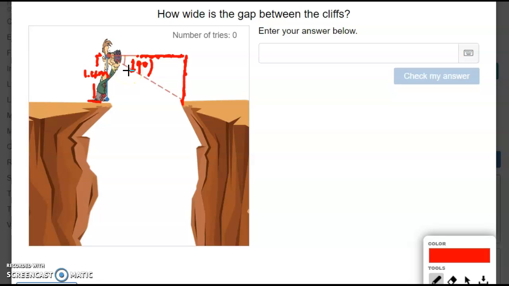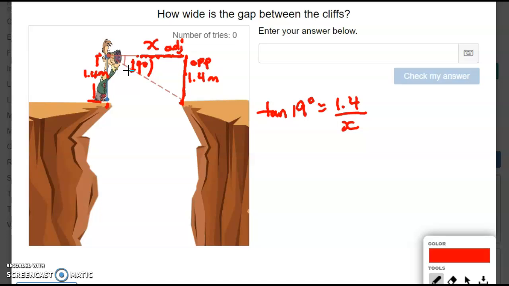Okay, so now we know the height. The ground to the eye level is 1.4 meters. That means this height is 1.4 meters as well. We're looking for, I'm going to call this X, the distance from the edge to the cliff. So we're dealing with the opposite side and the adjacent side. Tangent of 19 degrees is going to be opposite, which is 1.4, divided by X.